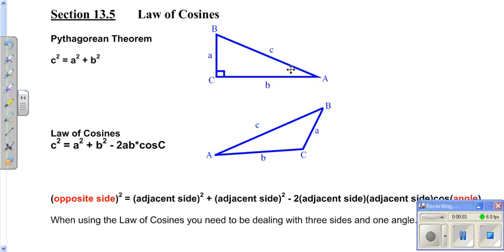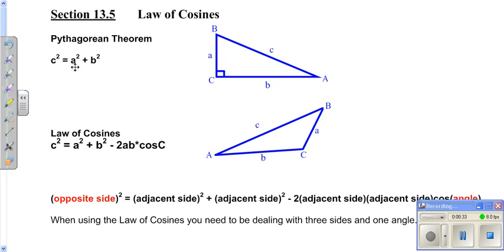Okay, let's take a look at this one here. We're going to take a look at the law of cosines today. You guys are familiar with the idea of the Pythagorean theorem, this leg squared plus this leg squared equaling your hypotenuse squared. Well, the law of cosines is really just a special case of the Pythagorean theorem. But the Pythagorean theorem only works with right triangles. Law of cosines, just like the law of sines, works with any triangle, right or not right.